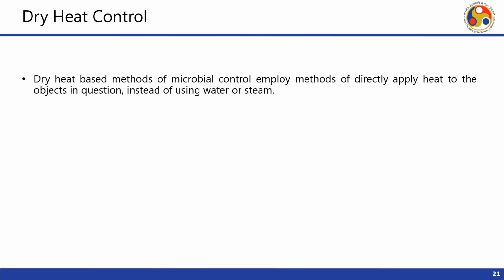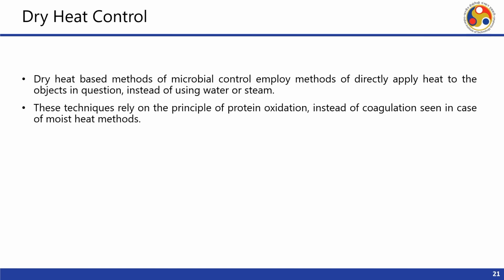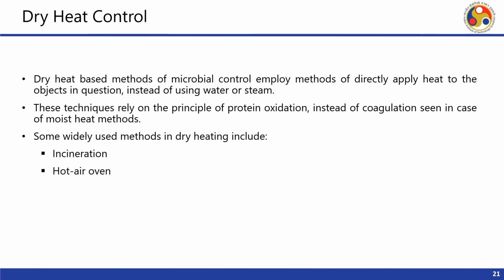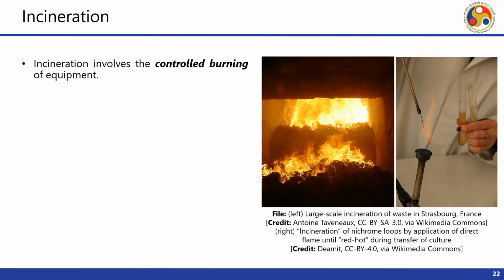Let us now discuss dry heat control. Dry heat based methods of microbial control employ methods of directly applying heat to the objects in question instead of using water or steam. These techniques rely on the principle of protein oxidation instead of coagulation seen in the case of moist heat methods. Some widely used methods in dry heating include incineration or burning, and the hot air oven.